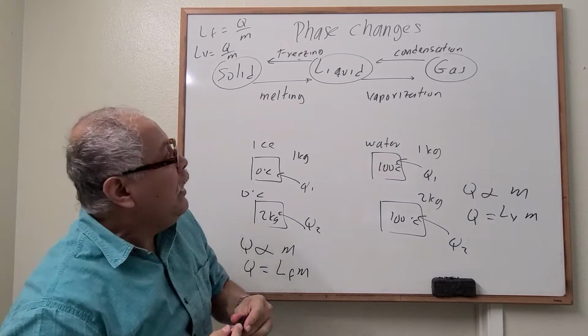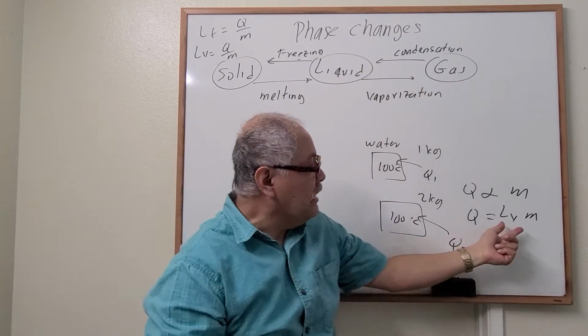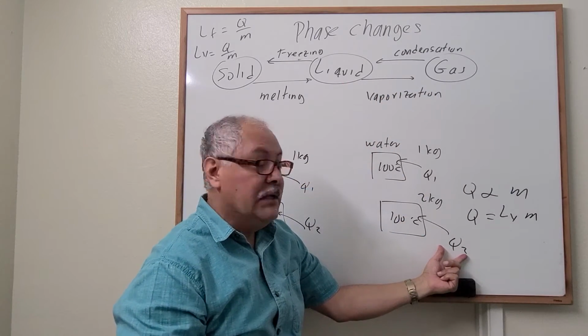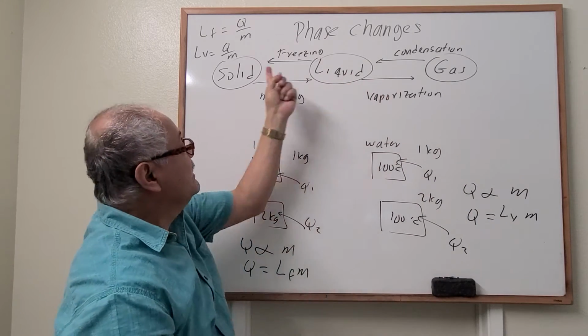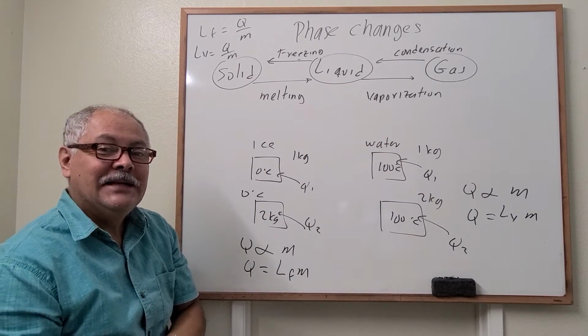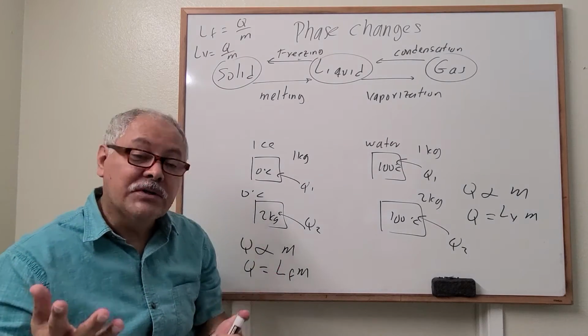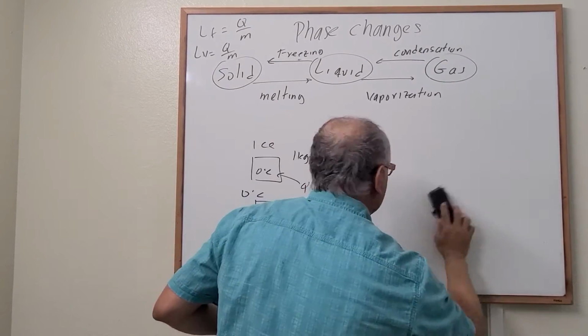Okay, but we can go backward now. The same thing: we're going backward, so we need to remove this amount of heat. Again, going from here to here, we add this amount of heat. If we're going backward, we have to remove the same amount for these cases. Got it? Perfect.